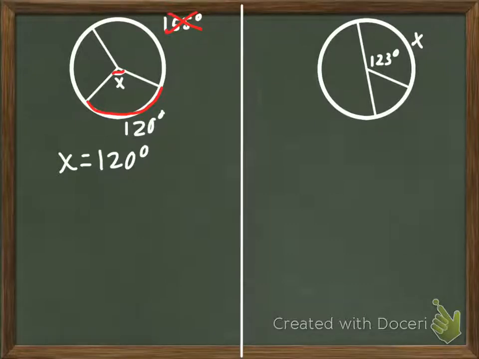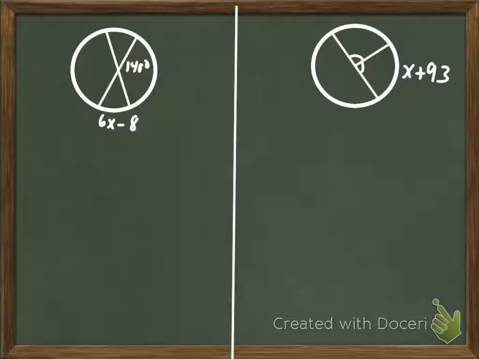So I want you to go ahead and pause the video and do the one on the right. And hopefully this one's a bit straightforward for you. You see that that arc goes with that central angle, therefore it's 123 degrees. But they're not all going to be that easy.